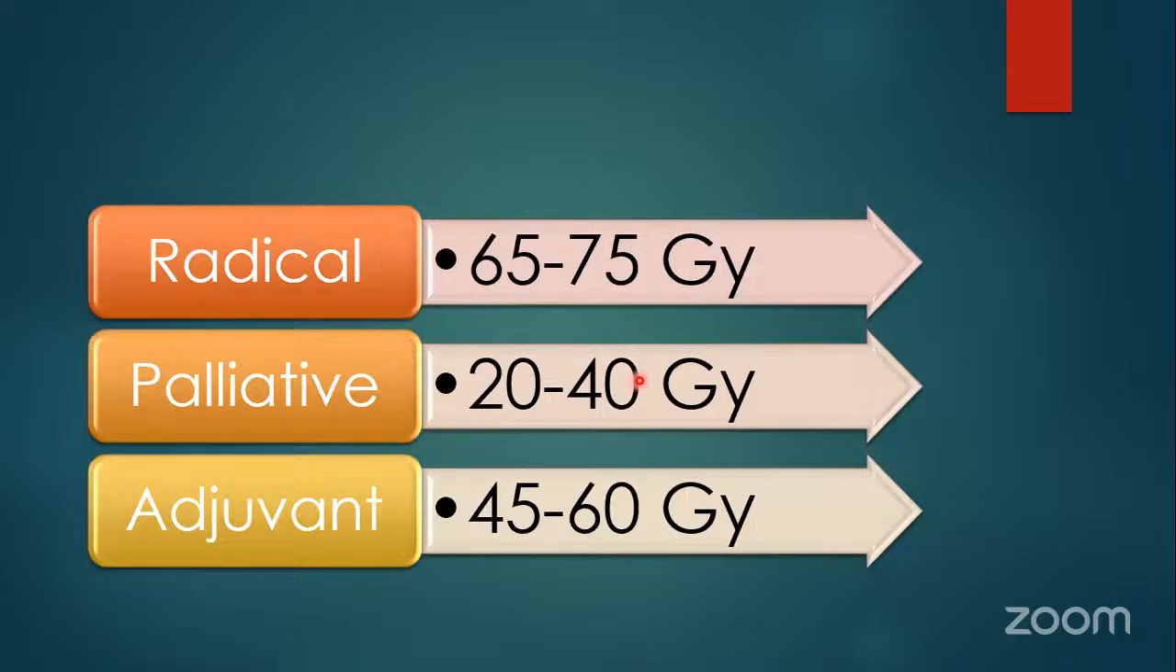Okay. So these are the dosages that are most commonly used for giving those radiotherapy. For radical radiotherapy, it is 65 to 75 gray. For palliative, it is between 20 to 40 gray. And for adjuvant, it is between 45 to 60 gray. Okay, so these are the dosages. This also you should remember, obviously, for your MCQ part.